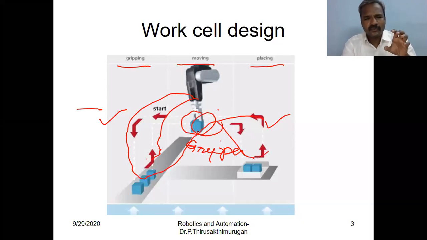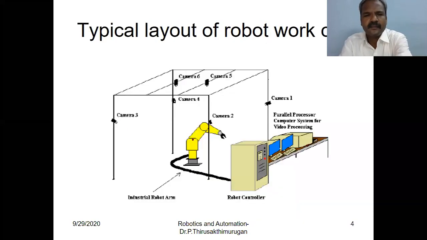To perform this task, how much space does the robot require? Based on the work cell design, we are able to design the control programming. Programming is the important stage to perform the task, the prehension of the object as well as the release of the object. This is a typical layout of a work cell.